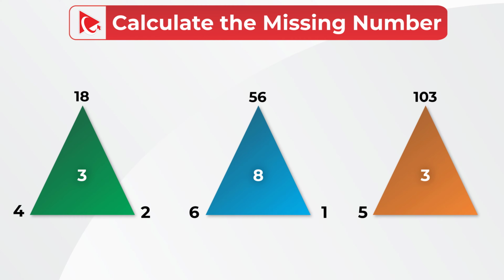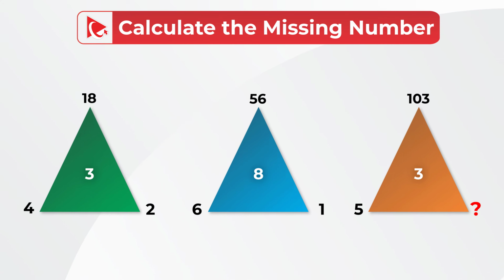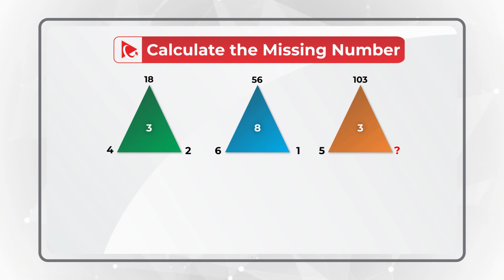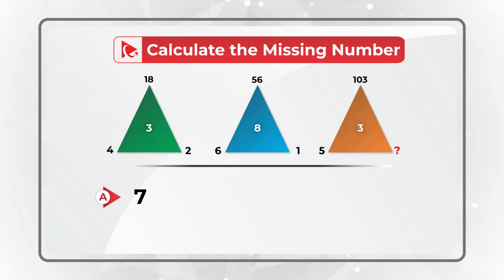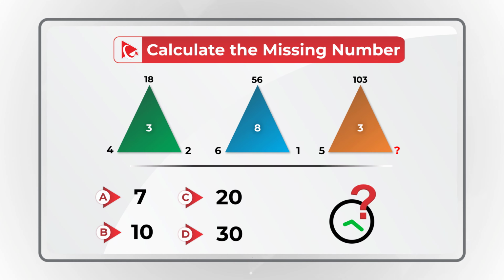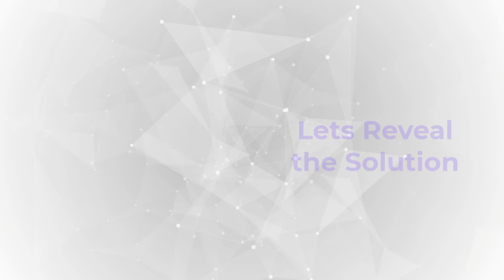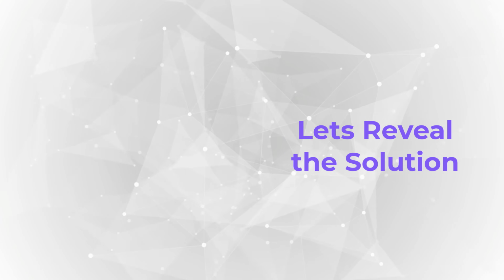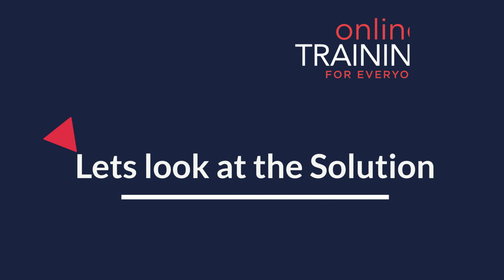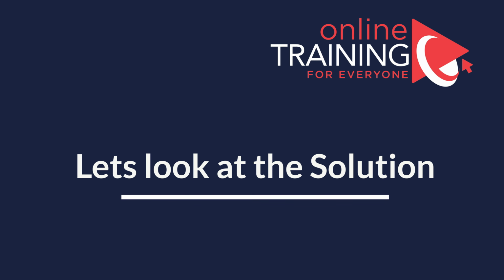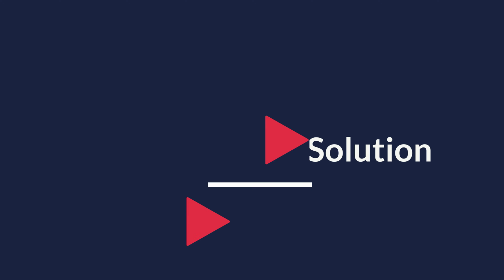In the upper right corner of the third triangle, you have a missing number, which you need to calculate out of 4 different choices. Choices A, 7. Choice B, 10. Choice C, 20. And choice D, 30. Do you see the answer? The solution is very obvious, but I would like you to try to get to it on your own. Ready or not, I'm moving forward to reveal you the solution. If you have any suggestions how to solve these types of challenges faster, please share in comments.